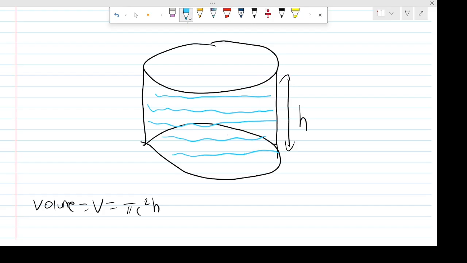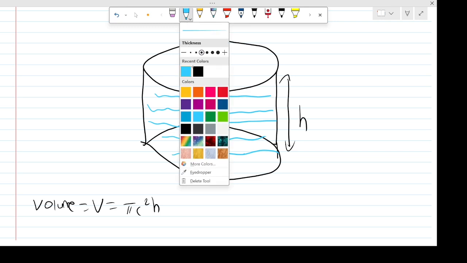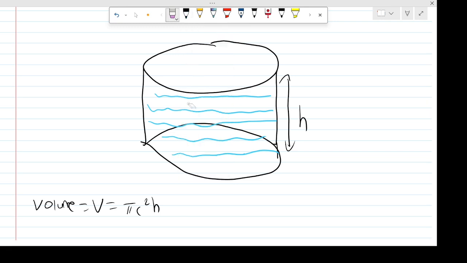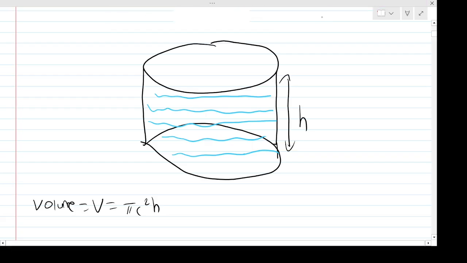So I add in water and it changes. So my height changes, so my volume changes, because volume depends on h, as you can see in the formula here. So what we can investigate is how the volume changes when the height does, or the depth of the water, so how high up we are.